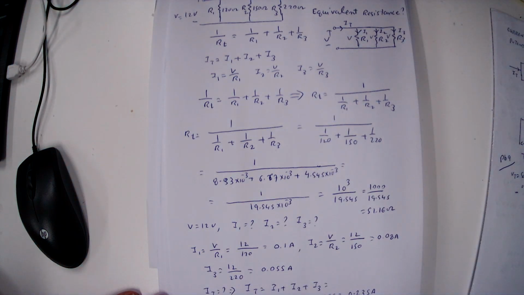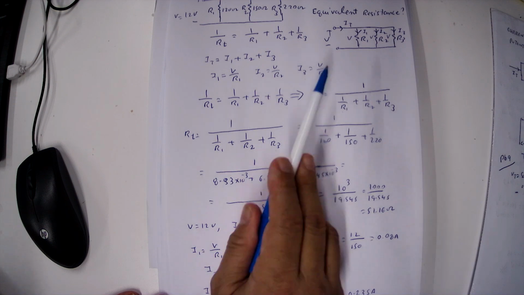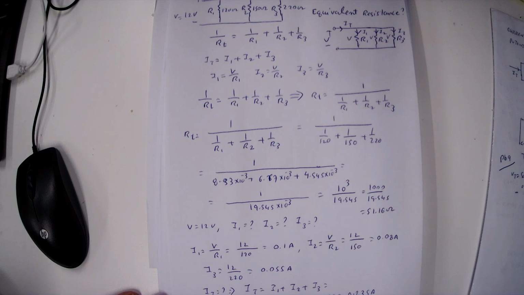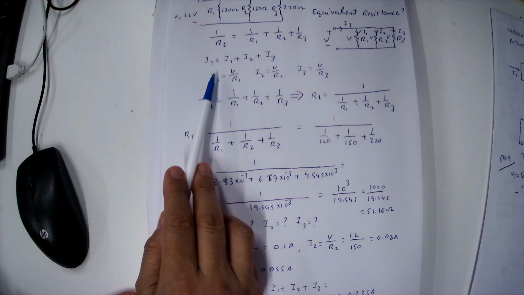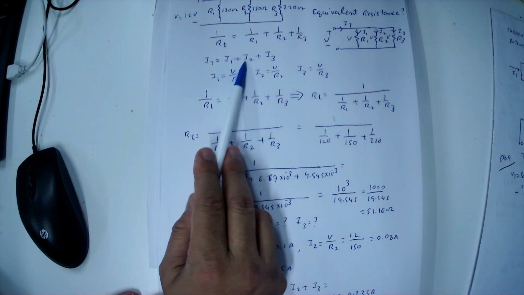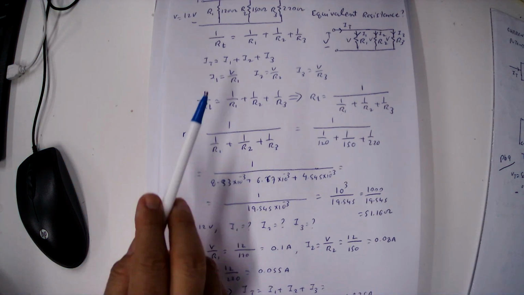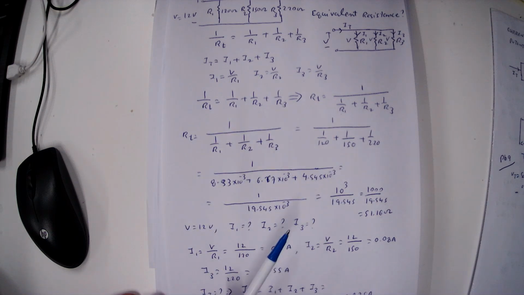This is the concept. Then we can also calculate the total current. Total current is equal to the sum of all branch currents. Therefore, IT, the total current, equals I1 plus I2 plus I3. Those are the concepts of the parallel circuit. So this problem is solved by following those same concepts.